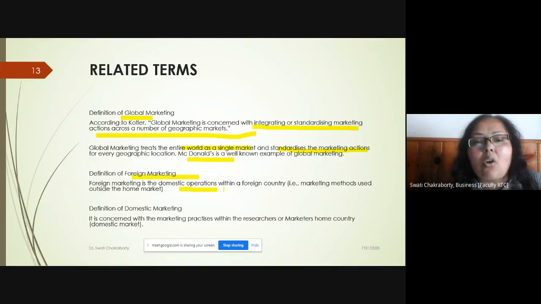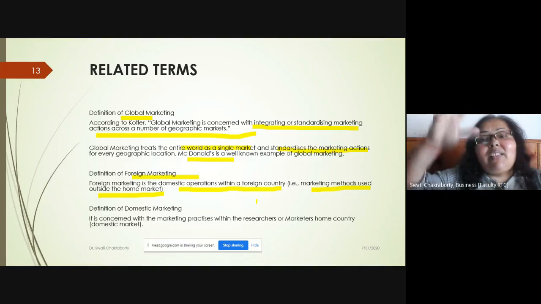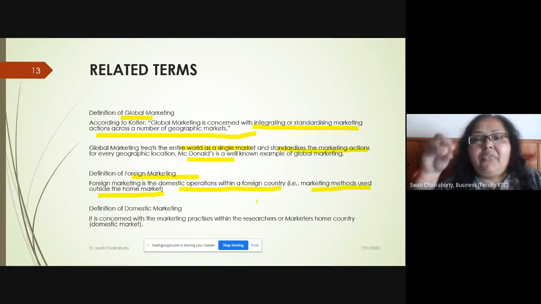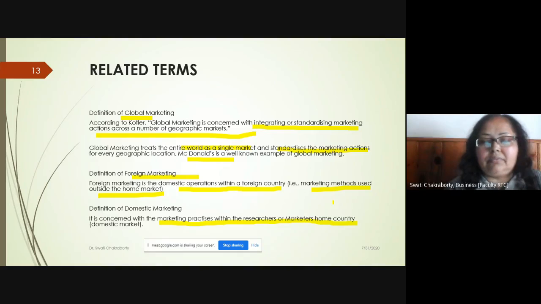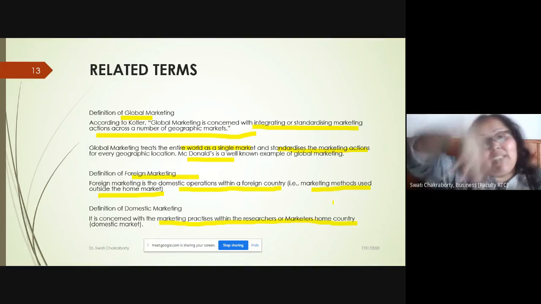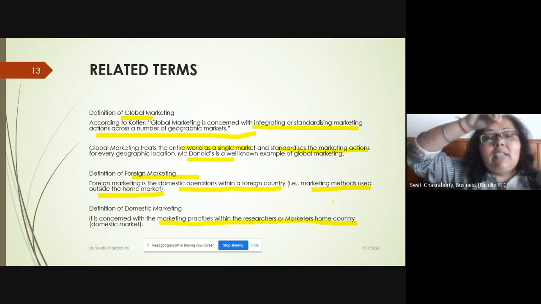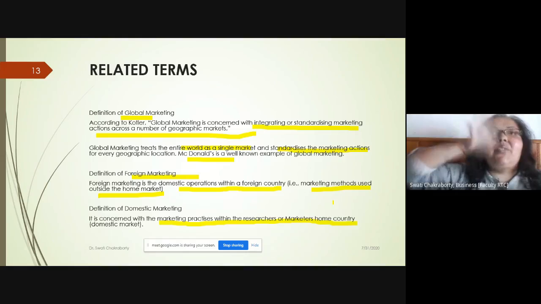What is foreign marketing? It's the domestic operations within a foreign country. That is, marketing methods used outside the home market. You're actually setting it up in a different country, right? So domestic marketing is concerned with the marketing practices within the researcher's or marketer's home country. That's what domestic market is, within the country. Foreign marketing is where it's the domestic operations within a foreign country. So you set up the business and do it. And global marketing is where you have your business in your own country, and sell it outside.